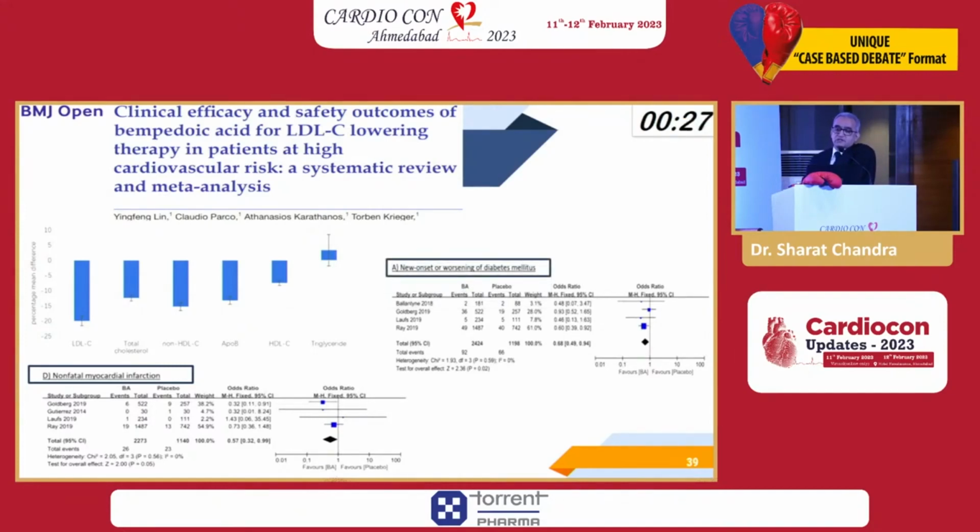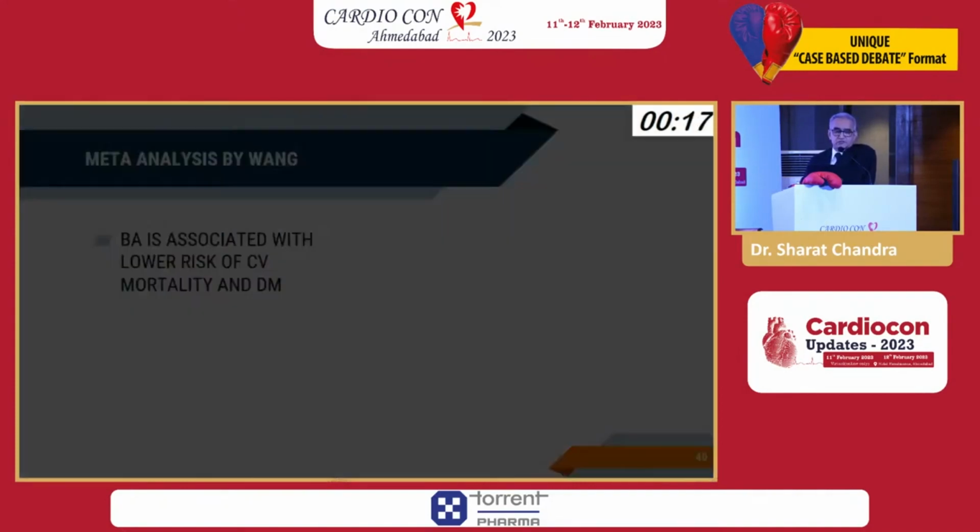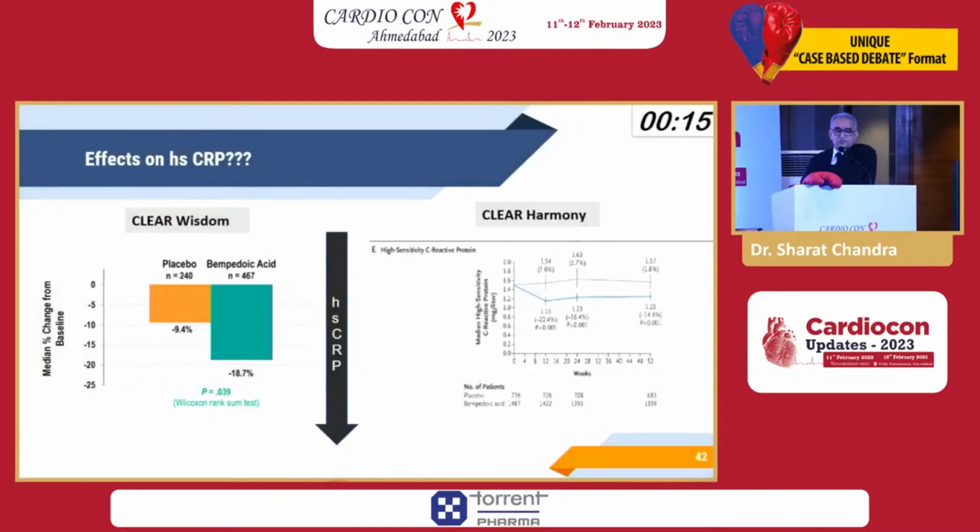New onset or worsening diabetes also comes down. You can see here, there is another meta-analysis which showed that bempedoic acid is associated with lower risk of CV mortality and diabetes mellitus. The CLEAR Wisdom trial as well as CLEAR Harmony showed that CRP levels come down.